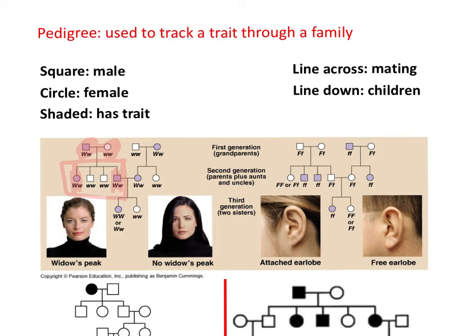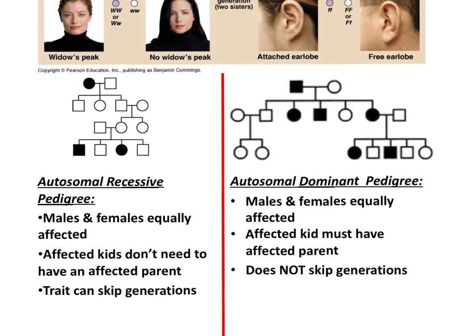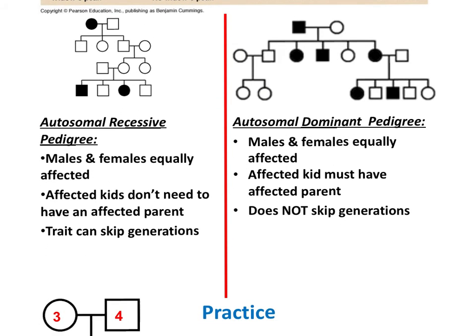When reading a pedigree, I can determine if a trait is dominant or if a trait is recessive. To remind you, this word autosomal means that a trait is not related to sex, and therefore it gets passed down equally between males and females.